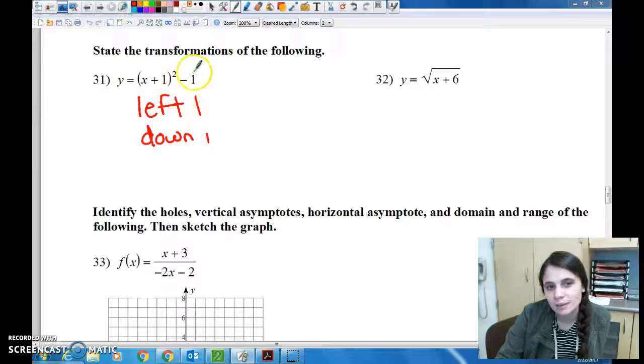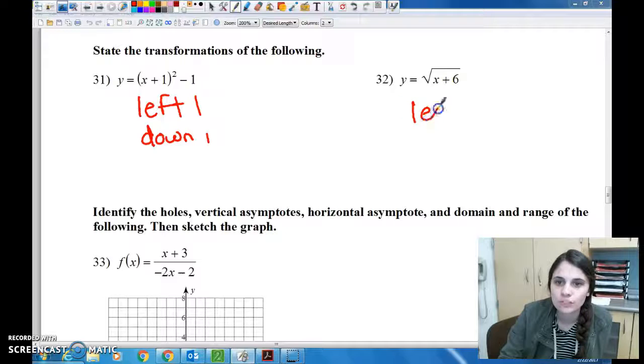So if I was adding something outside, it would go up. Subtracting something inside, it would go right. And then this root symbol serves the same function as putting it in parentheses does. So this plus 6 under the root moves it left 6.